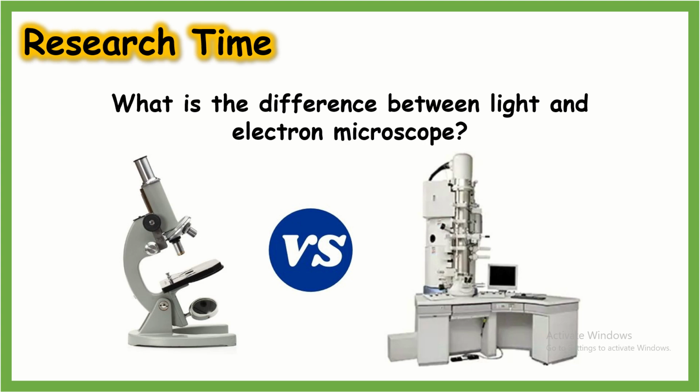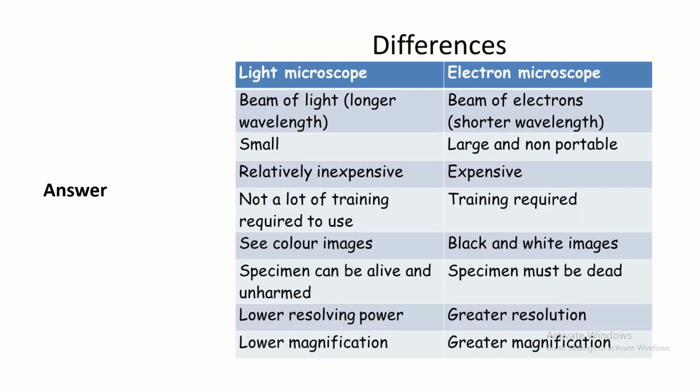So we have two types of microscope. One is light microscope and the other is electron microscope. So you have to search for it, you have to look for it, and you have to find the differences between both of them. Now we have an answer for that. A light microscope uses the light, while electron microscope uses the electrons, which we provide them in the form of electricity.